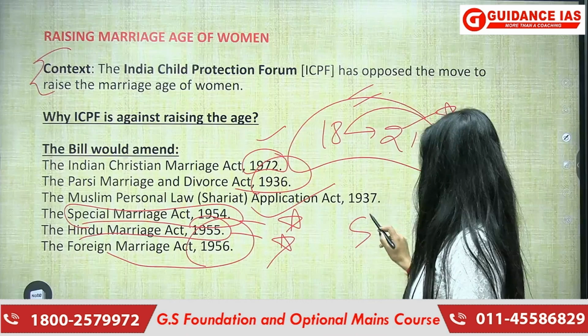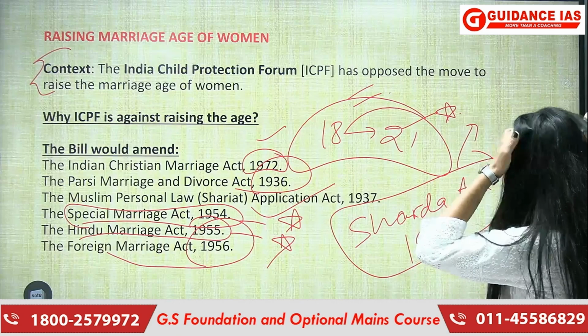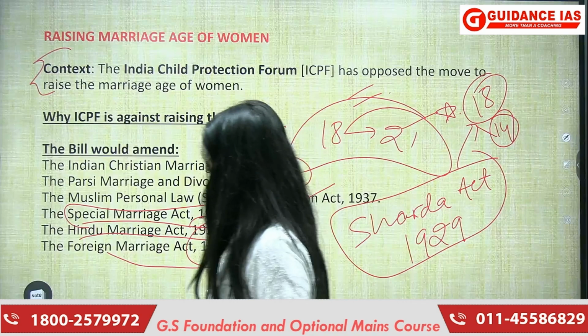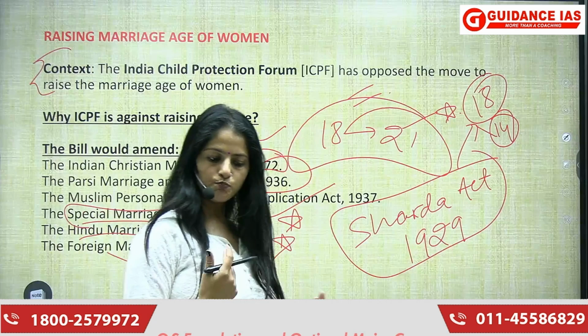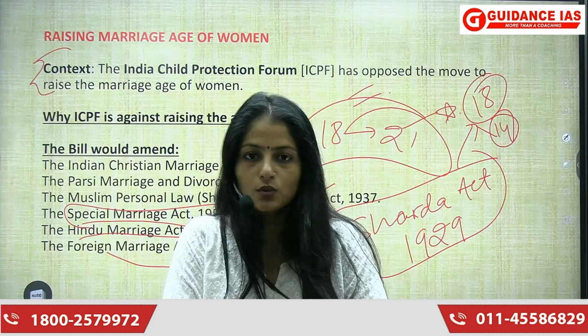Apart from this, we also have the Sharda Act. Again, an important one, the Sharda Act of 1929, where it was said that the eligible age of marriage for men would be 18 and for a woman would be 14. So this was given in the Sharda Act. Okay, so this was about the technical part of the particular topic. But my focus today would be in understanding the details of this provision, what exactly and how exactly it is going to impact the lives of women.